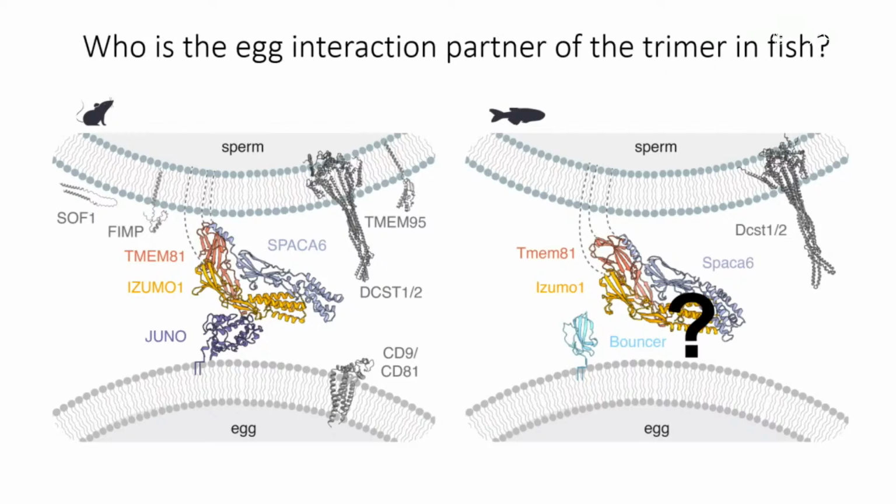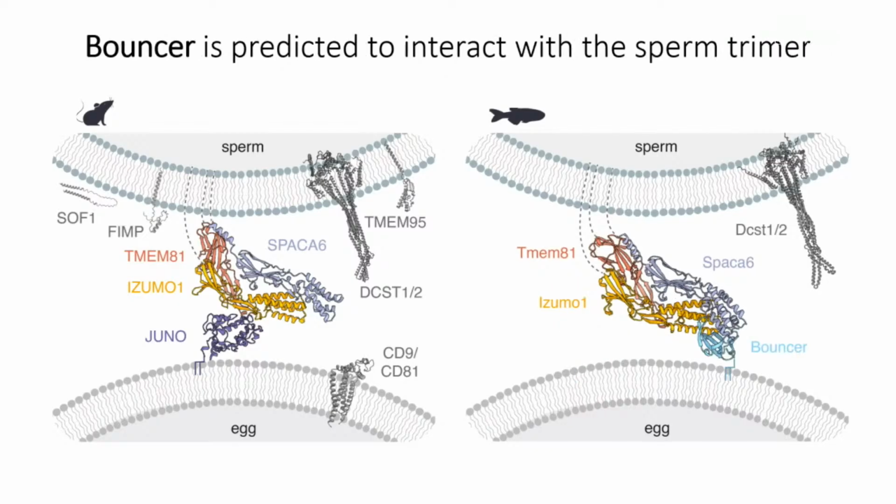So now I come back to the questions that I started with. Who is now this interaction partner of Bouncer on the sperm? I haven't actually solved this riddle for you. We were, of course, not only running our AlphaFold screen for the sperm factors, but we also included the egg factors that we had here. And to our big surprise, Bouncer was predicted with really high confidence to interact not with a single one, but actually with this interface formed by SPACA6 and Isumo.